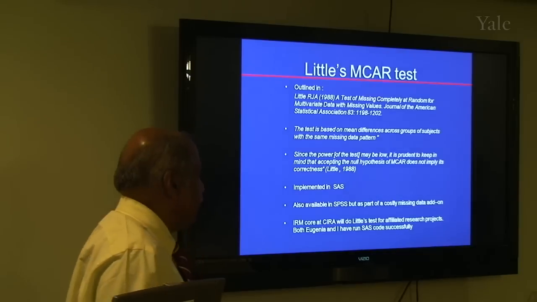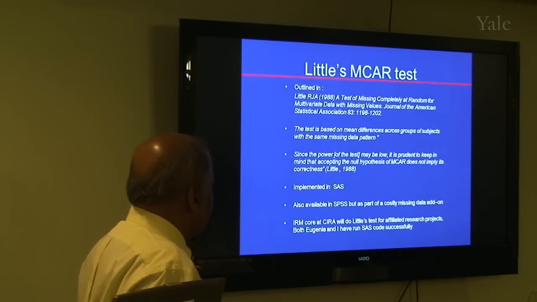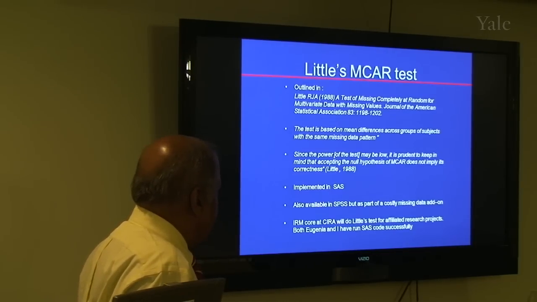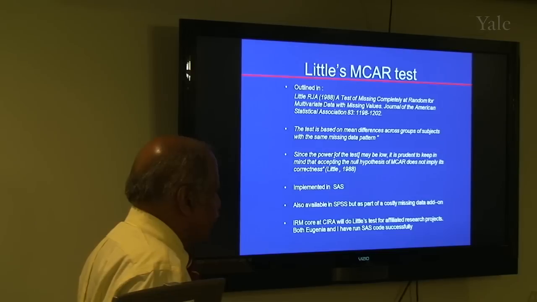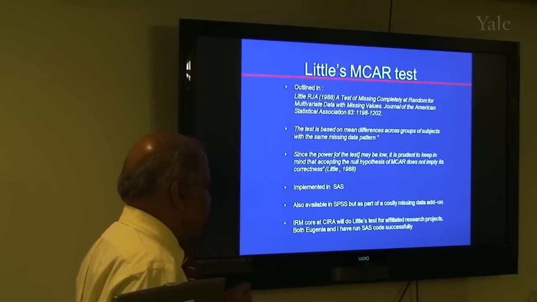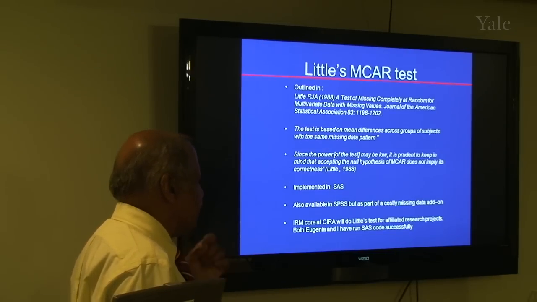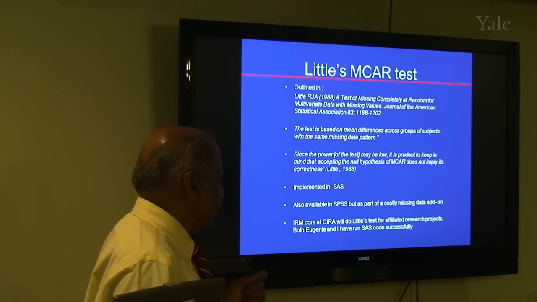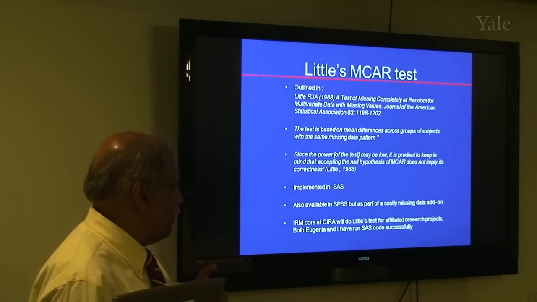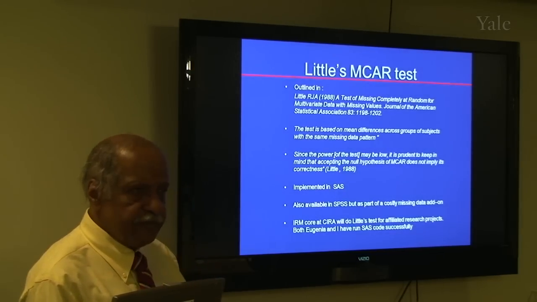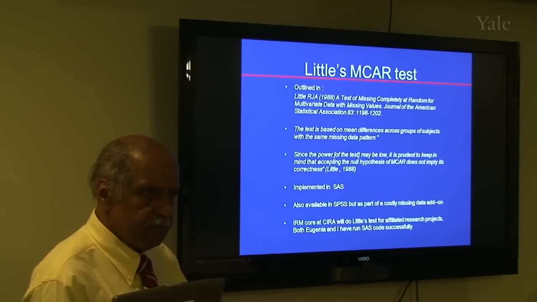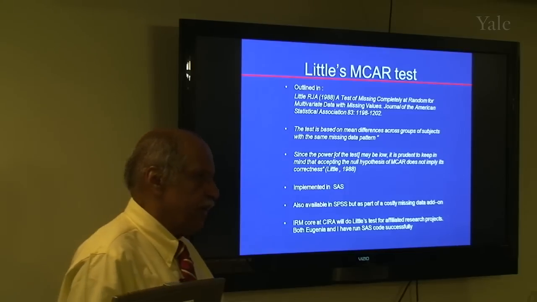Let's take a look at Little's MCAR test. This was first written in 1988. The test is based on mean differences across groups of subjects with the same missing data pattern. Since the power of the test may be low, it is prudent to keep in mind that even when accepting the null hypothesis of MCAR, in other words, that there is no difference between the missingness and the observed, you still have to use your own judgment and prudence. It is not an instant cure.